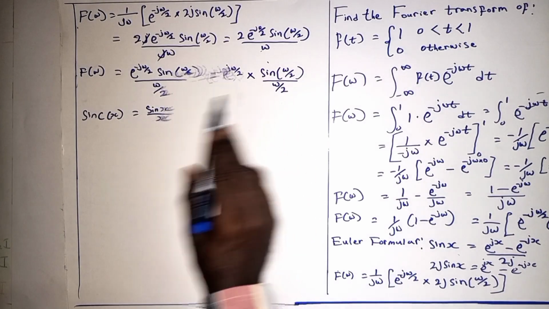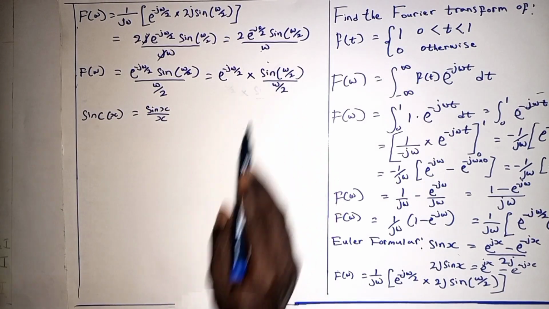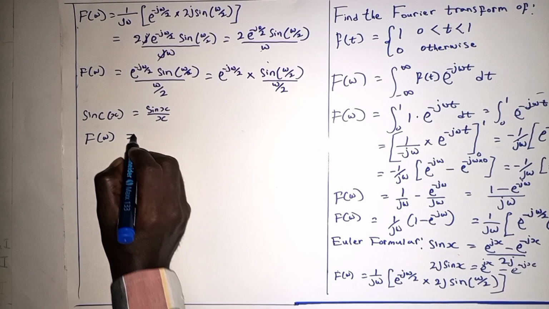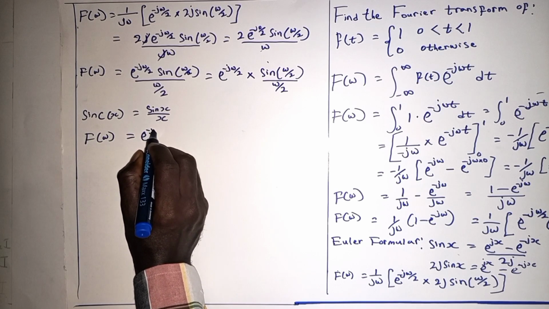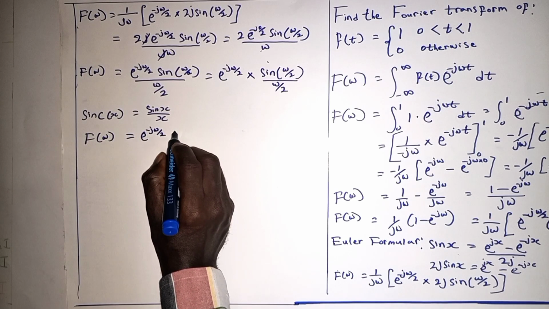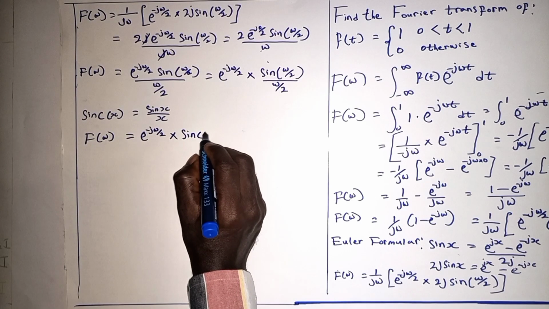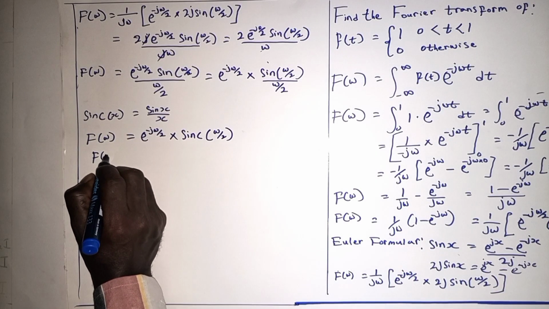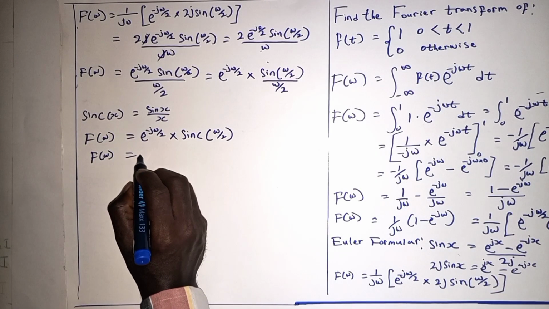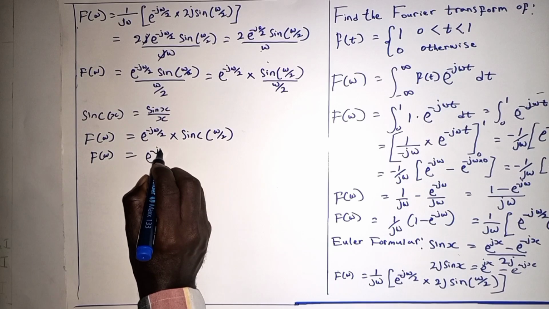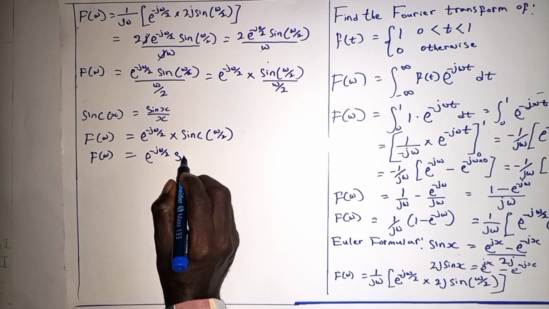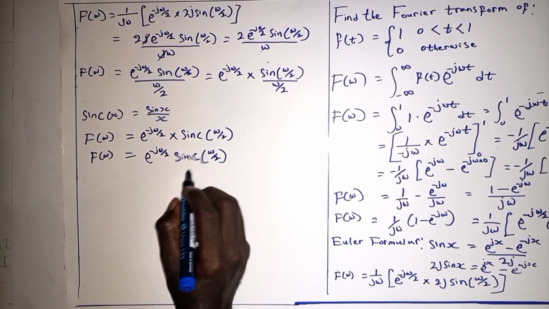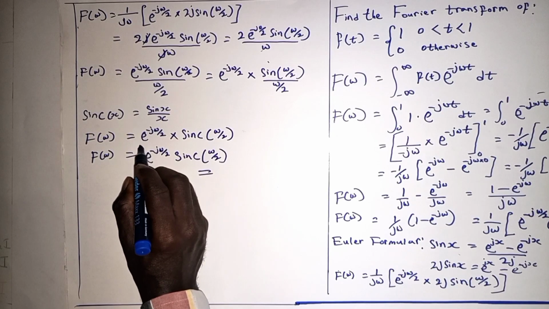So instead of x now, it is w over 2. So what we just need to do is replace that. f w equals to exponential jw over 2 times sinc w over 2. So f w is then exponential jw over 2 sinc w over 2, which is our final answer.